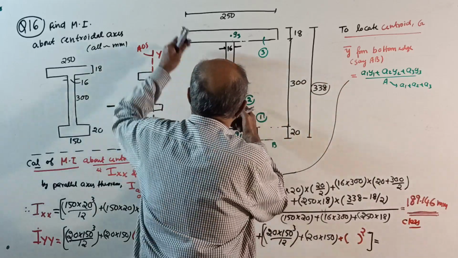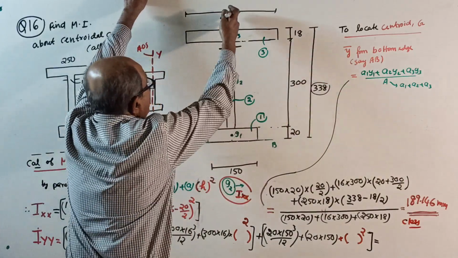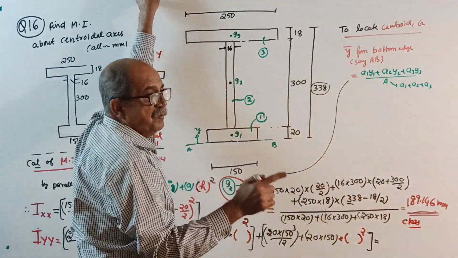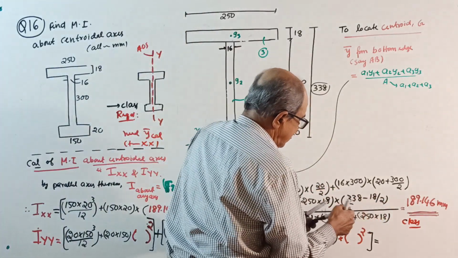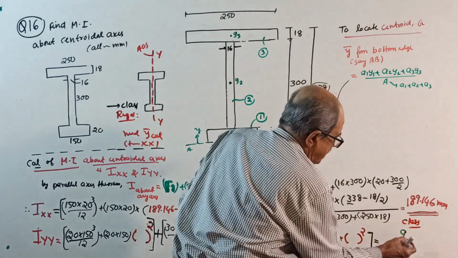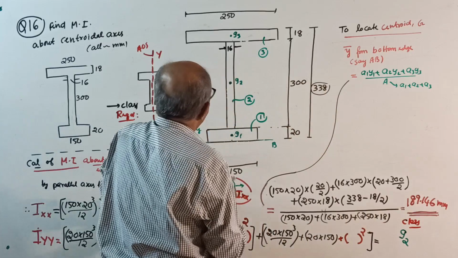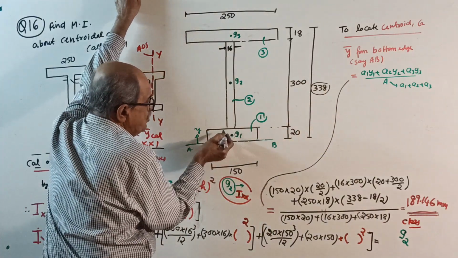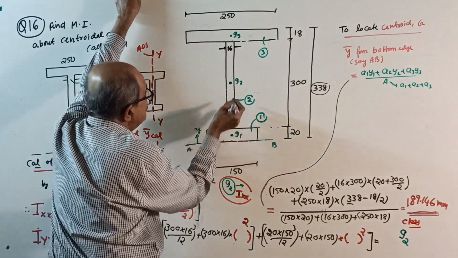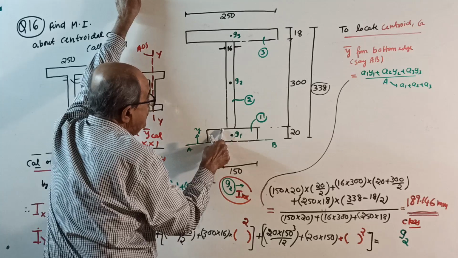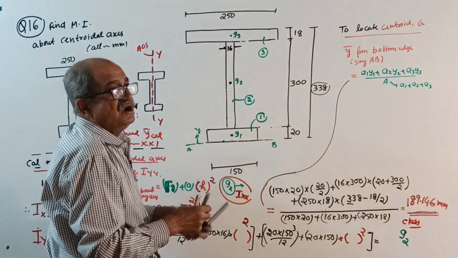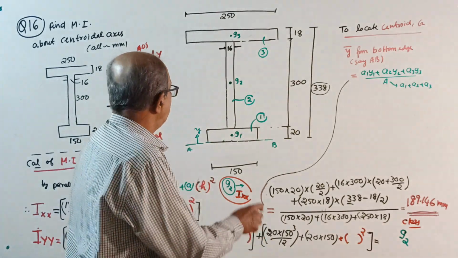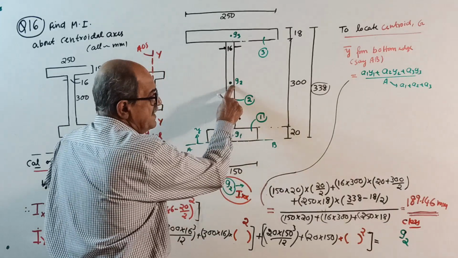Now, class, go back and mark XX axis. YY directly known, XX very important. But when you mark XX, be very careful about G2. G2 is from the bottom edge 20. From the bottom edge to G2 is 20 plus half of 300. 20 plus half of 300 is 150 plus 20, 170. From here to there is 170.